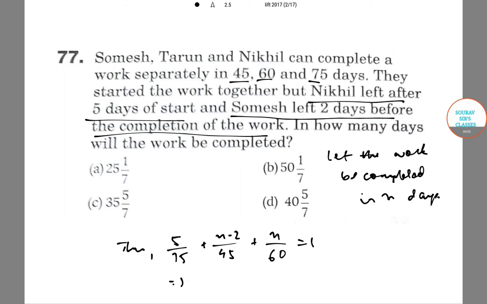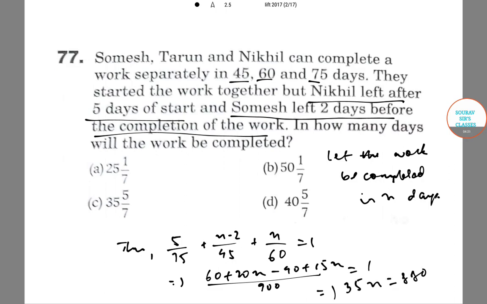And from here we get (60 plus 20x minus 40 plus 15x) by 900 equal to 1, and 35x is equal to 880. From here we get x is equal to 25 1 by 7. So the correct option is option A.